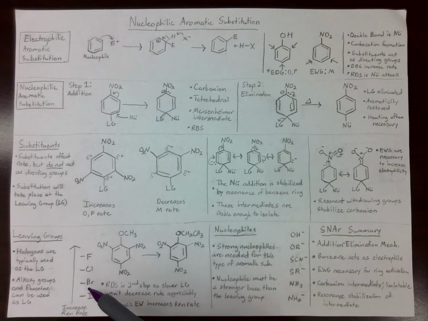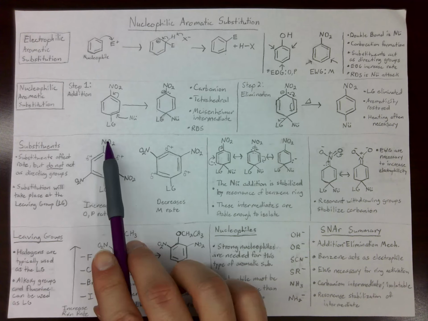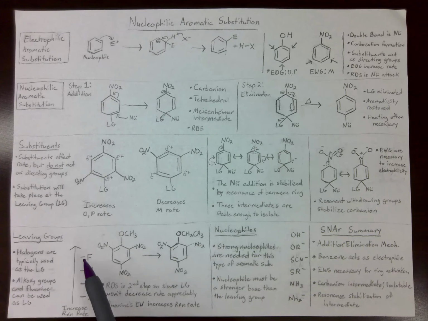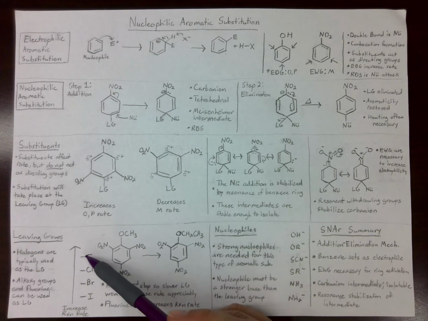But as well, the greater electronegativity in the leaving groups still will aid in increasing the electrophilicity of the benzene ring. So just as the substituents are doing that, so can the leaving group. So fluorine, being the most electronegative atom, just further increases the rate to a much higher order than the other three.